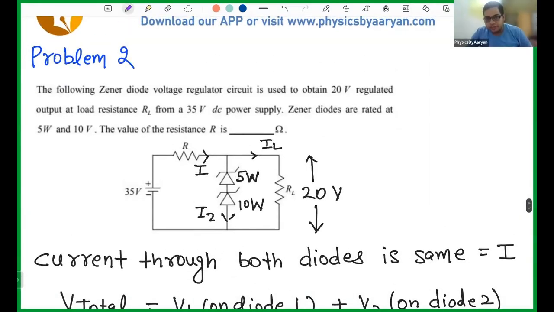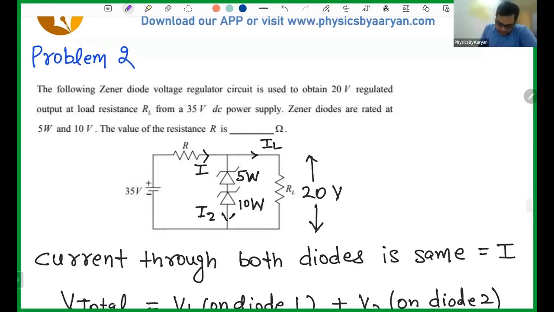It's an interesting question. Difficult problem. The following Zener diode voltage regulator circuit is used to obtain 20 volt regulated output at the load resistor. So they are basically saying at the load, your total voltage is 20 volt. Okay, fine. And there is 35 volt of initial voltage. Also fine. Zener diodes are rated at 5 watt and 10 volt. So this is a little bit mistaken.